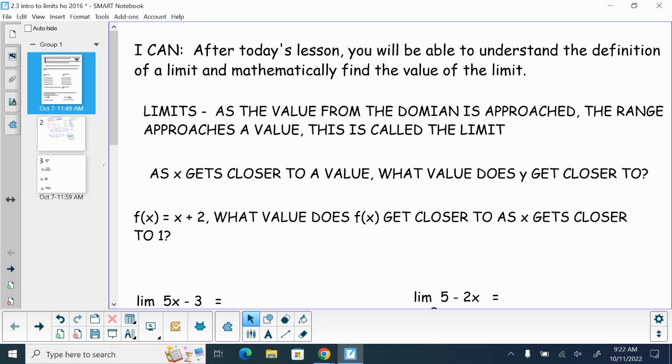That's how I dummy it down for my brain. As x gets closer to a value, what does y get closer to? So you have two moving aspects here. x is just getting closer to a value, but you're looking at a function. What does y get closer to looking at this function? f of x equals x squared. What does f of x get closer to as x gets closer to a value of 1?